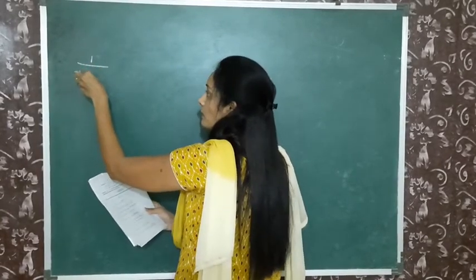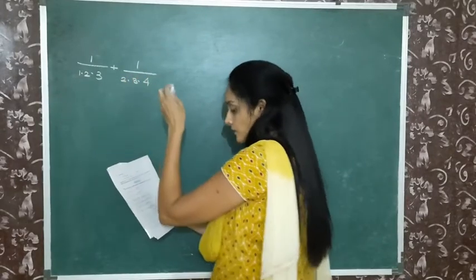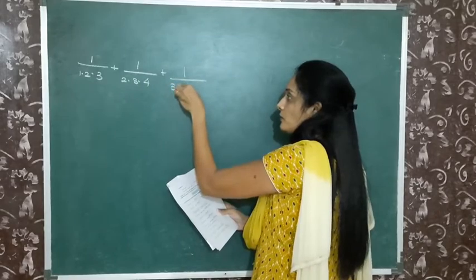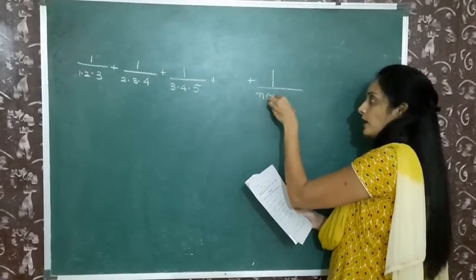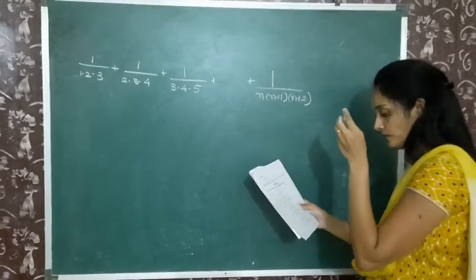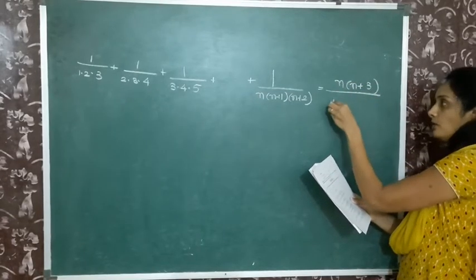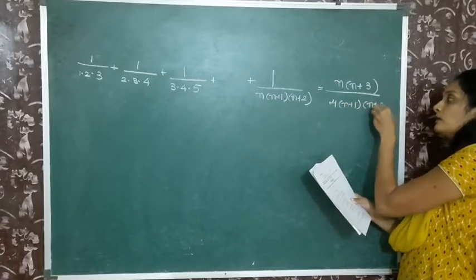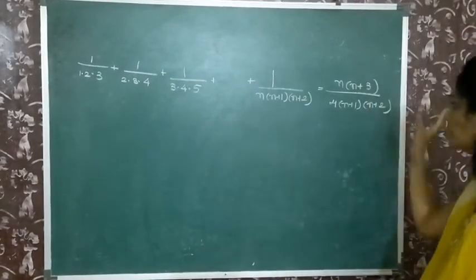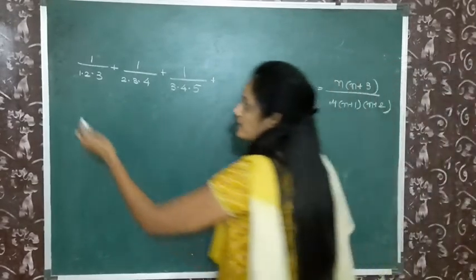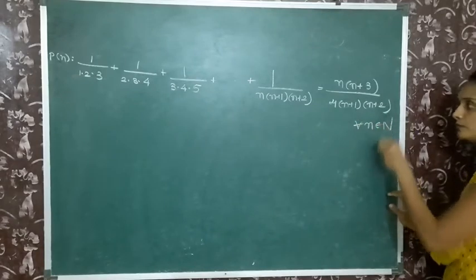prove that 1 upon 1 into 2 into 3, plus 1 upon 2 into 3 into 4 plus 1 upon 3 into 4 into 5 plus up to plus 1 upon n into n plus 1 into n plus 2 is equal to n into n plus 3 upon 4 into n plus 1 into n plus 2. Okay, we have to prove this sum by principle of mathematical induction. So the given statement we can take as P(n), for all n belongs to N.